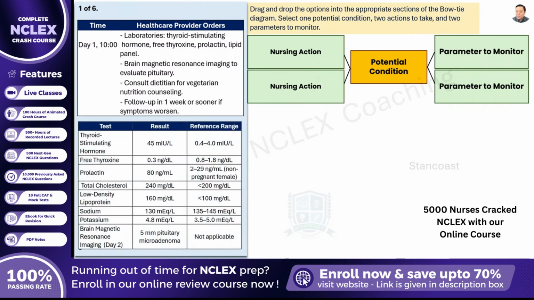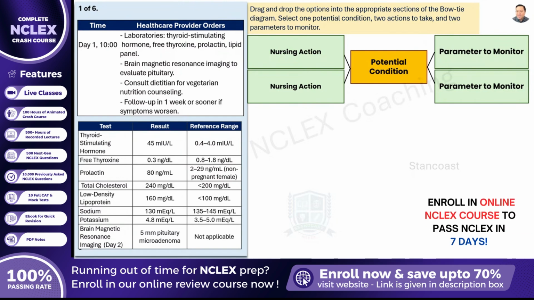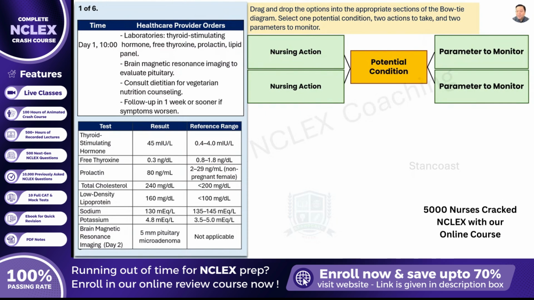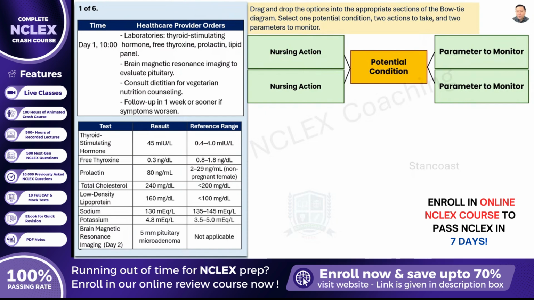We have here the results for the laboratory test. Her TSH level is at 45 milliunits per liter, free thyroxine of 0.3 nanograms per deciliter, prolactin of 80 nanograms per mL, total cholesterol of 240 milligrams per deciliter, and low density lipoprotein of 160 milligrams per deciliter, and sodium 130 milliequivalents per liter, and potassium of 4.8 milliequivalents per liter. And the brain MRI showed a 5 millimeter pituitary microadenoma.